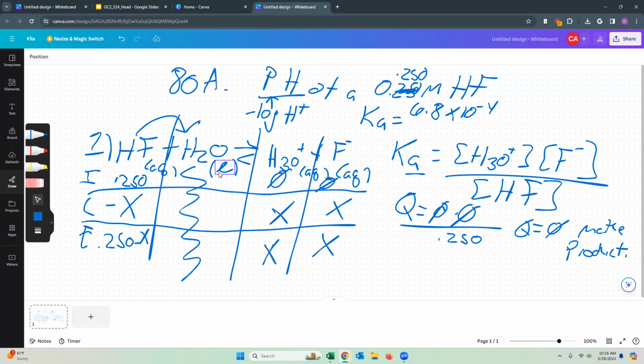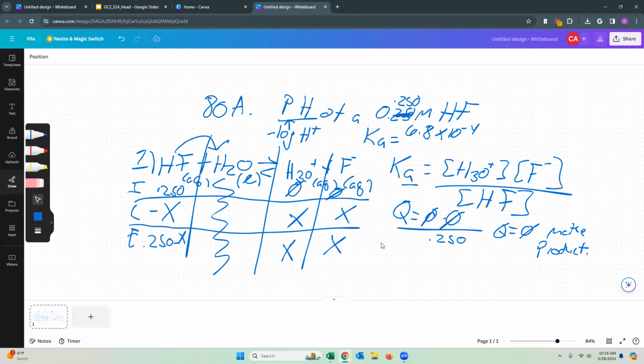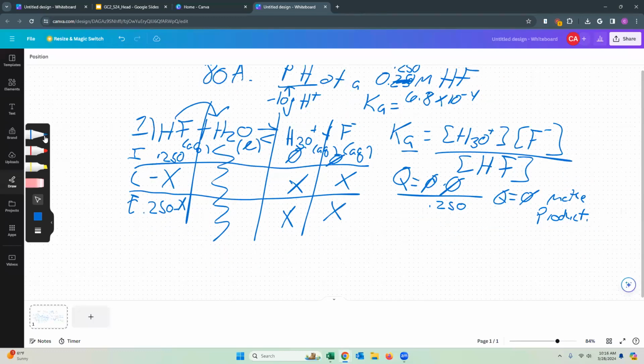Now, for the strong acid problem, we knew what X was because it's a strong acid, it breaks down completely. It's what you started with. However, with a weak acid, we don't know that. We don't know how much it's going to break down. So what you need to do is what we did for the other ice tables. You need to plug the E column into your Ka expression.